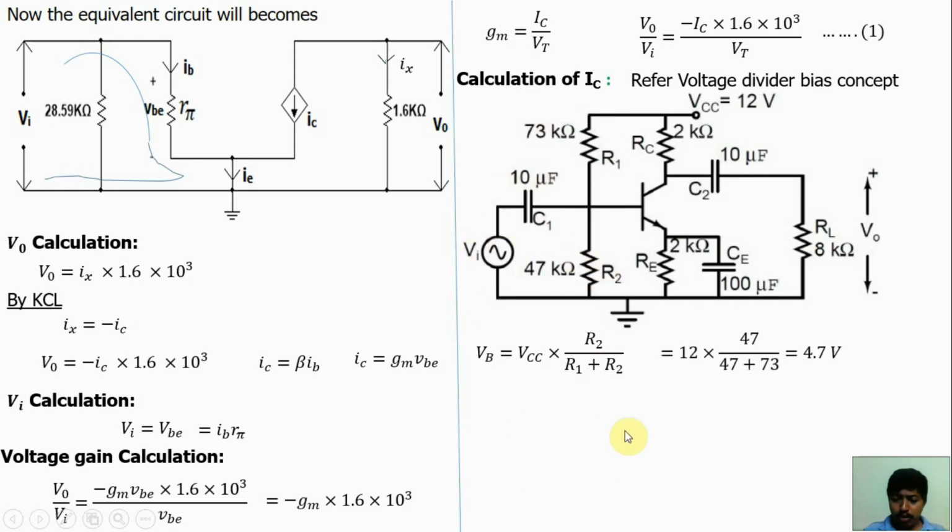So what is the VB? Substitute here, we will get 4.7 volts. Now find the RB, R1 and R2 are in parallel, the Thevenin's resistance. Substitute these values, 47 kilo ohms and 73 kilo ohms. Here we will get 28.59 kilo ohms. Already we found.